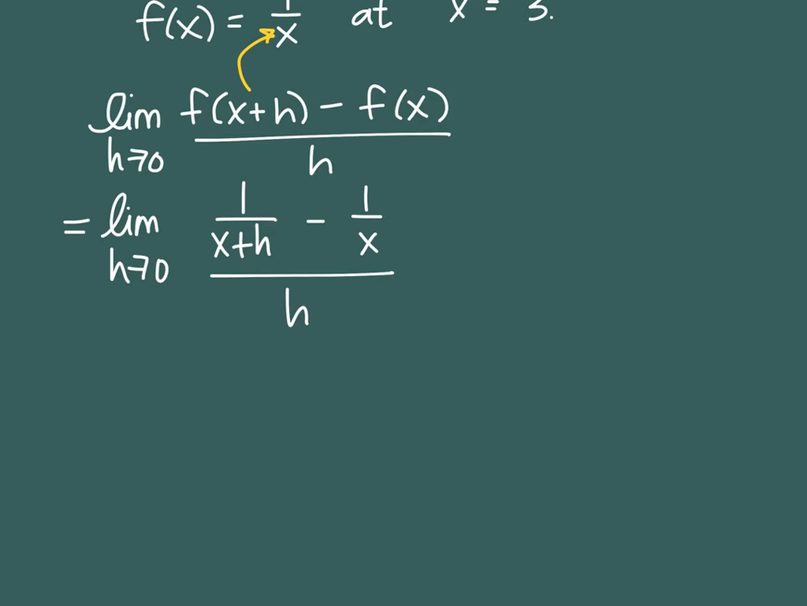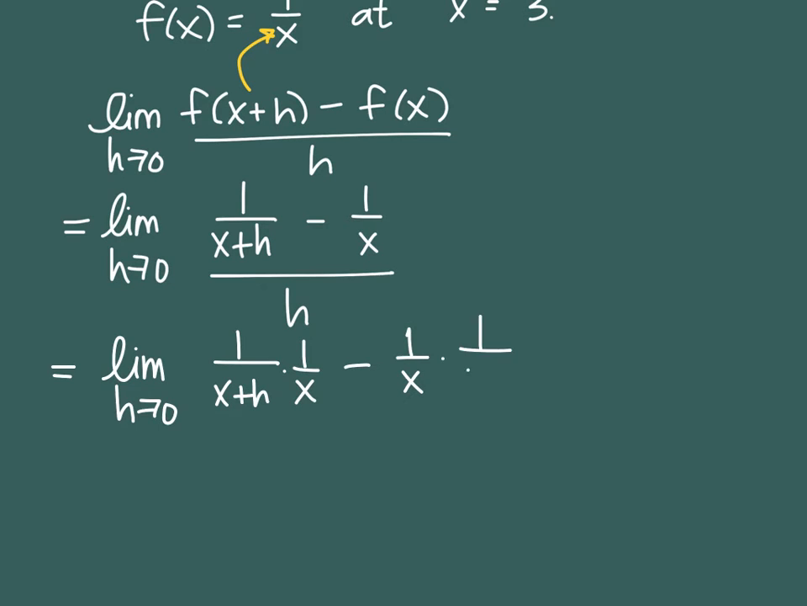In order to subtract two fractions, what do they have to have in common? They need their denominators. So I'm going to make a mess, and then I'll clean it up. So my mess is these both need a common denominator. So 1 over x plus h needs 1 over x. And 1 over x needs 1 over x plus h. And they're all still over h. I know it's a huge mess.